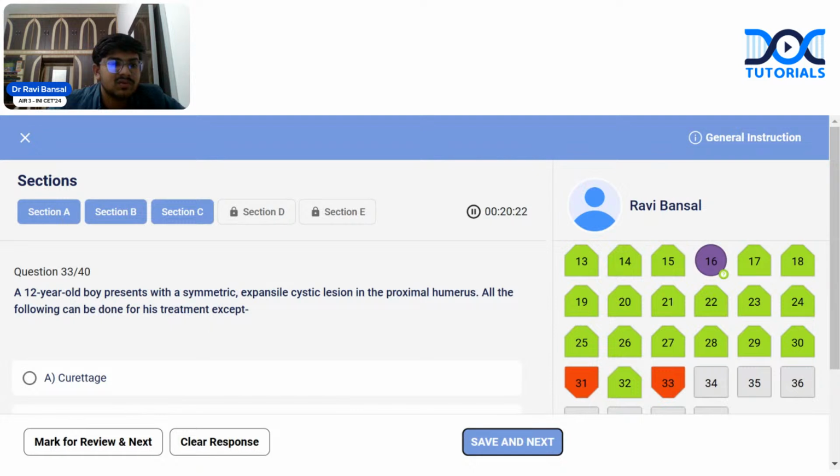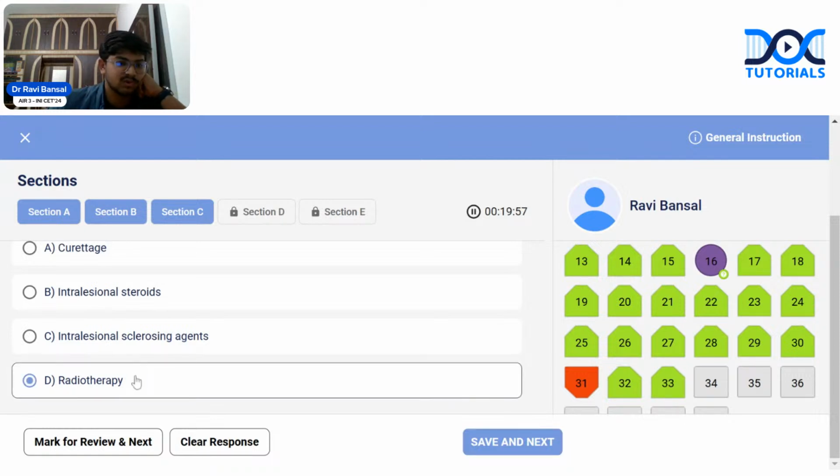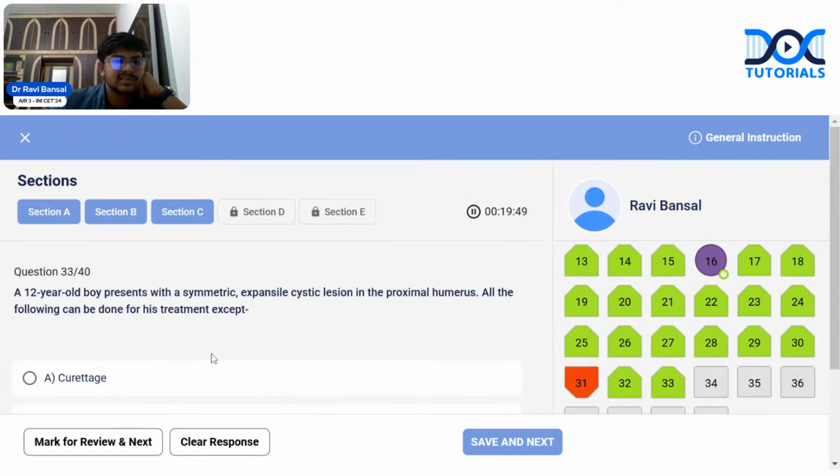All the following can be done for treatment except: a 12-year-old boy with a symmetric expansile cystic lesion in proximal humerus. So when they give proximal humerus, there is a cystic lesion, this is like simple bone cyst. All the following can be done: curettage, intralesional steroids, intralesional sclerosing agent, radiotherapy. So simple bone cyst is not a cancer, it is not malignant. So you will not do radiotherapy for this boy. You can simply do curettage, or you can do injection of steroids or alcohol or some other sclerosing agent. So you can obviously choose this option, radiotherapy is not for simple bone cyst.